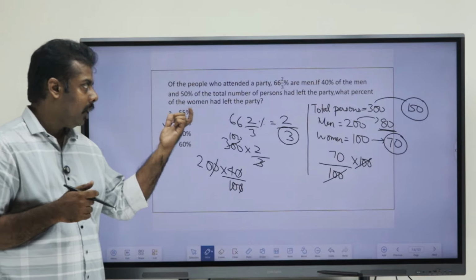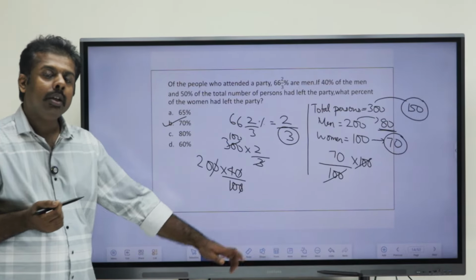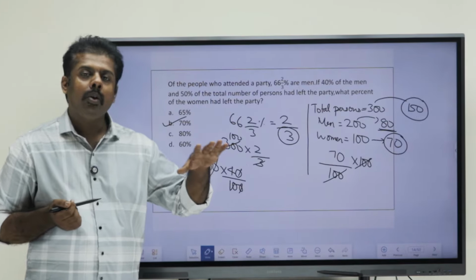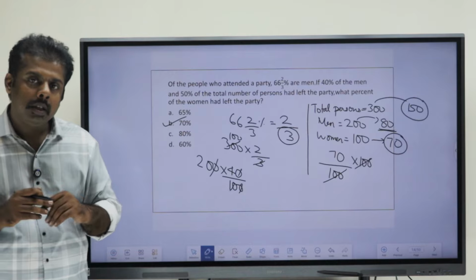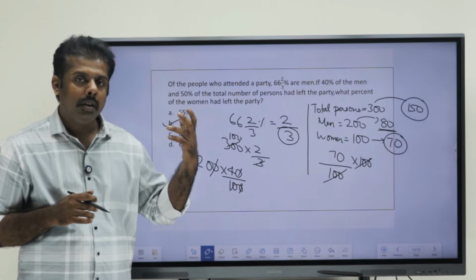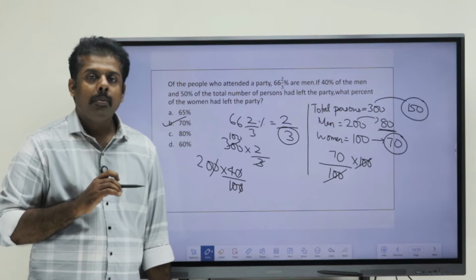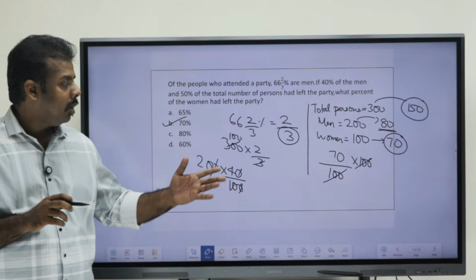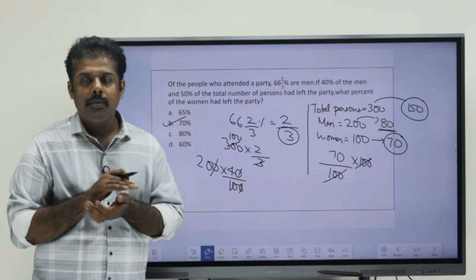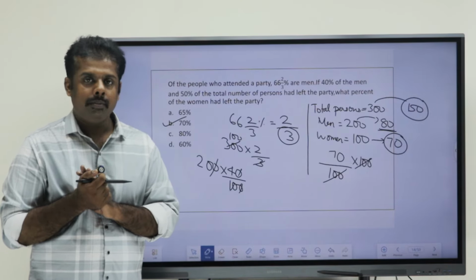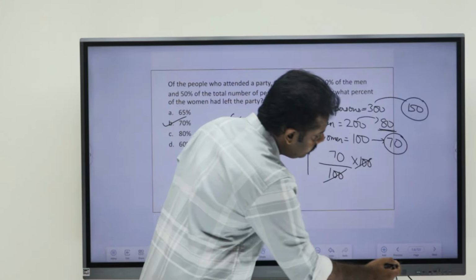The main crux of this question was the 66 2/3. We converted that into a fraction, and the denominator part is obviously the total. So, you can take the total number of persons as a multiple of this denominator. Like we saw in this case, we took a multiple of 3, that is 300, as the total persons. That made the calculation a bit easier. This is the concept that you need to develop to do these types of questions easily. I think now we can move to the next question.